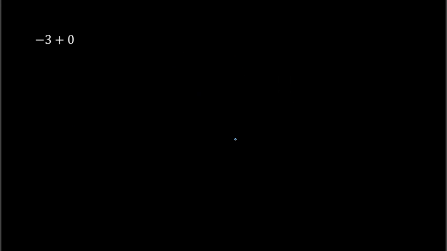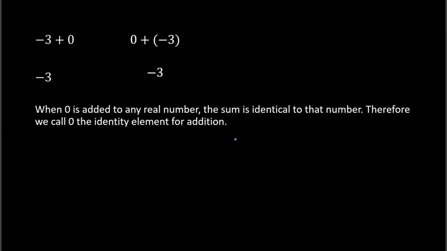Here we have -3 plus 0, which I think we all know would be -3. And then 0 plus -3 would still be -3, because when we add 0 to anything, it doesn't change the initial value. So when we add 0, the sum is identical to that number. So we're not changing the identity of the original number. Okay, it's staying the same. So because it's not changing the identity of the original number when I add 0, we call 0 the identity element for addition.